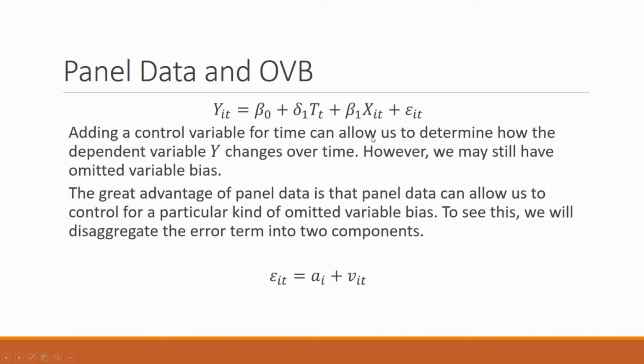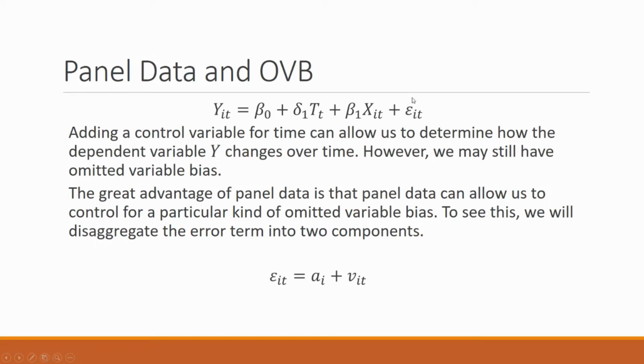Adding a control variable for time can allow us to determine how the dependent variable changes over time. However, we may still have omitted variable bias. In fact, we almost certainly will. But now this will begin to allow us to see the great advantage of panel data. The great advantage of panel data is that it can allow us to control for a particular kind of omitted variable bias. To see this, we will disaggregate the error term into two components. We have this error term, and it varies across individuals and across time.